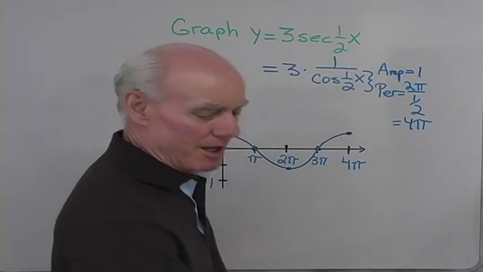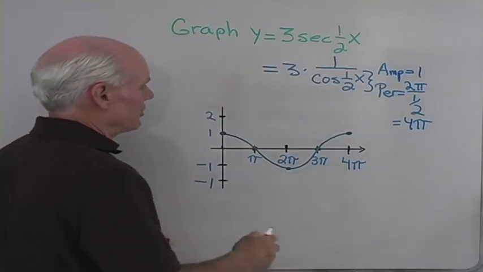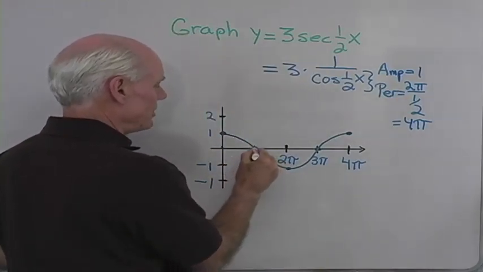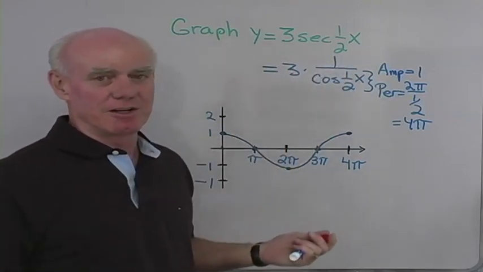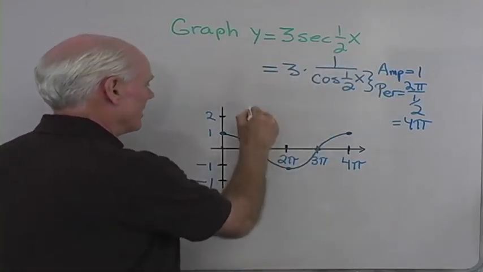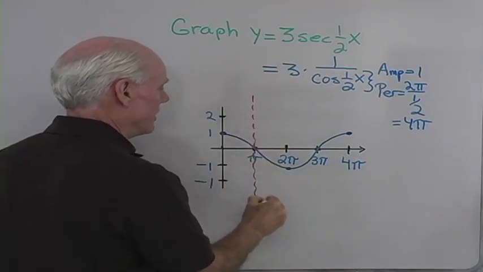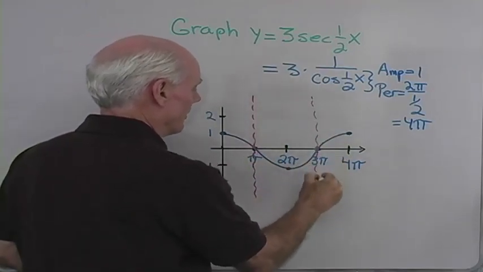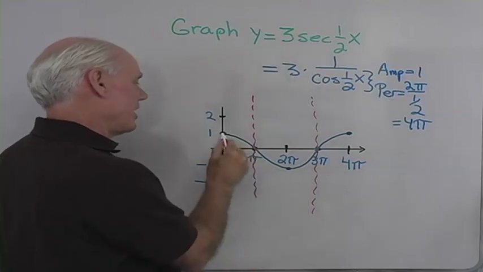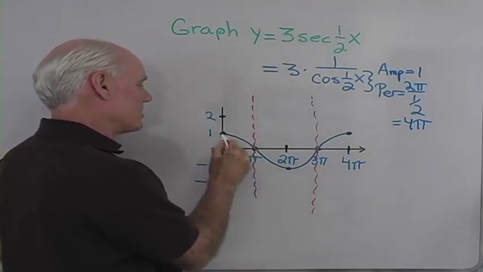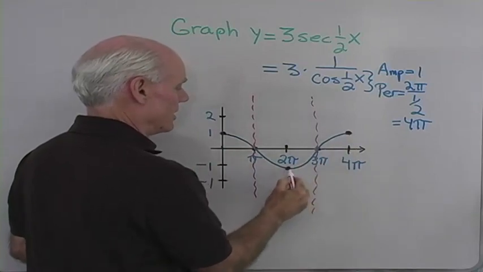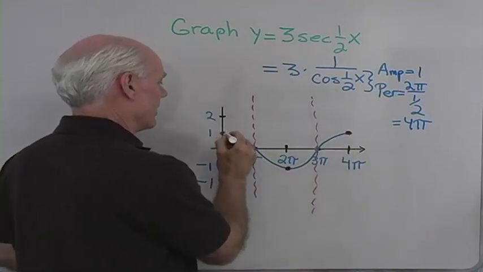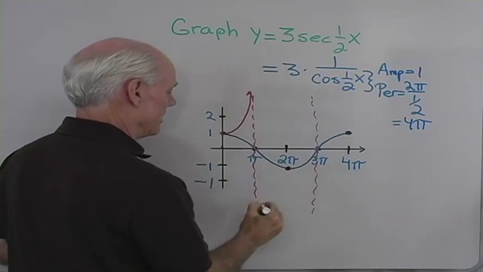So let me get my red pen. And what I'm going to do is say, well, every time the cosine is 0, its reciprocal secant is going to be undefined. So that'll give me an asymptote. So I'm going to draw in the little asymptote right here, and then also over here. Okay, and then every time my cosine is 1, its reciprocal is 1. And when the cosine is -1, its reciprocal is -1. Okay, so I can draw that graph in. It looks like this.